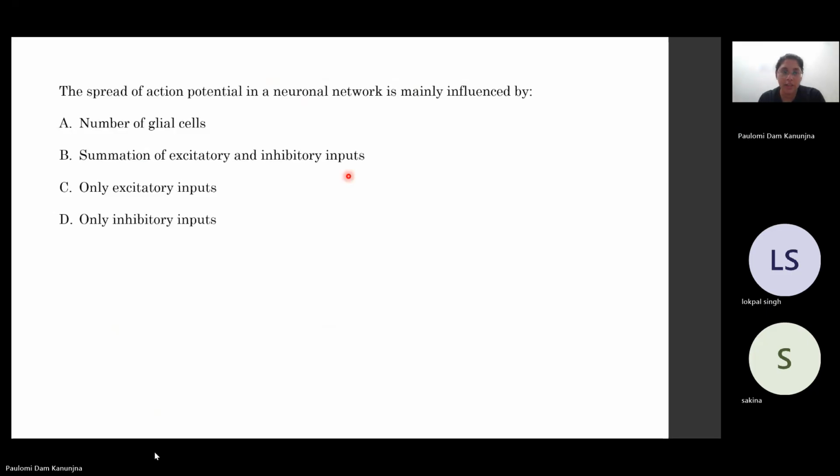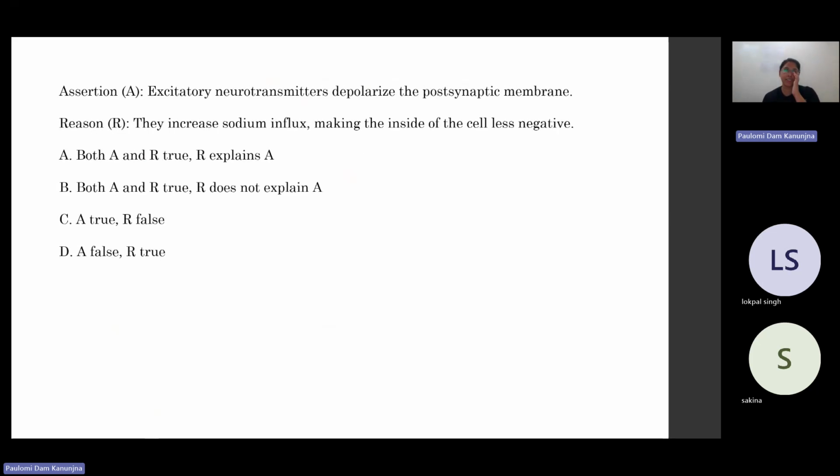B. Okay. B. Fantastic. Guys are very smart. Right. So you have both excitatory and inhibitory inputs. Both of them together will be responsible for the overall spread of action potential, right? Great. Okay. Now let's move to some different kind of questions.